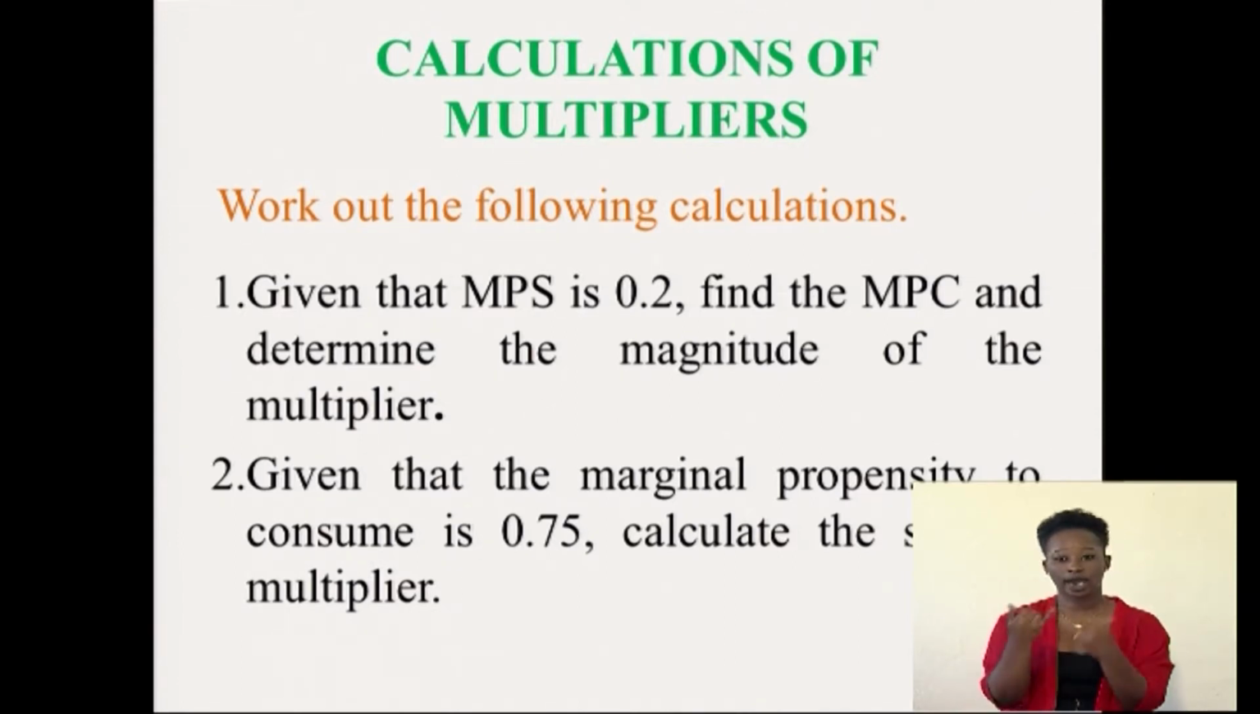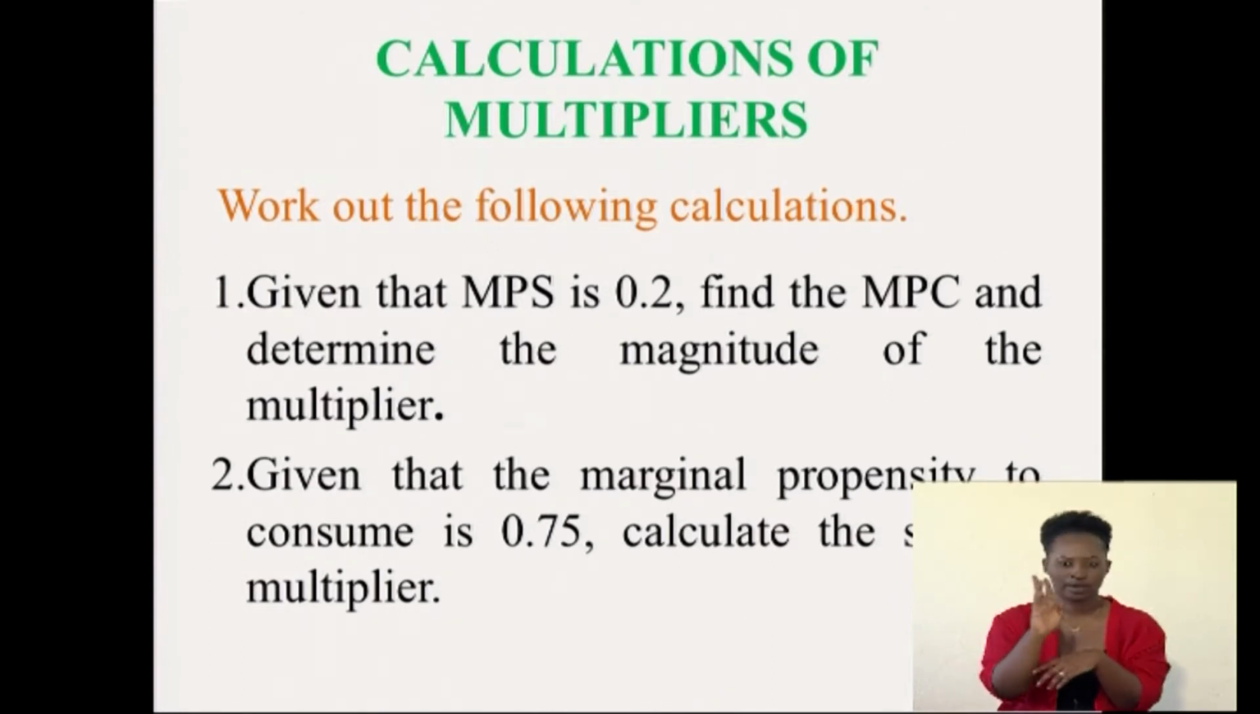Now, on the second question, given that marginal propensity to consume is 0.75, calculate the size of the multiplier. Let me repeat the question. Given that the marginal propensity to consume is 0.75, calculate the size of the multiplier. On question 2, we are given the marginal propensity to consume, and they want us to calculate the size of the multiplier.